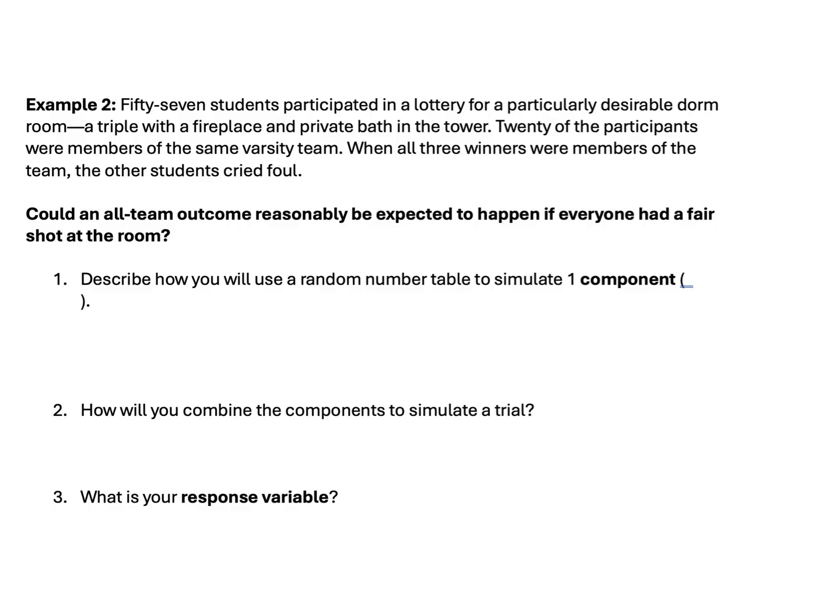Here's a second example. 57 students participated in a lottery for a particularly desirable dorm room. It's a triple, meaning that has 3 bedrooms with a fireplace and a private bath in the tower. A lot of kids are going to want that room. Well, 20 of the participants were members of the same varsity team, and when all 3 winners were members of the team, the other students cried foul.